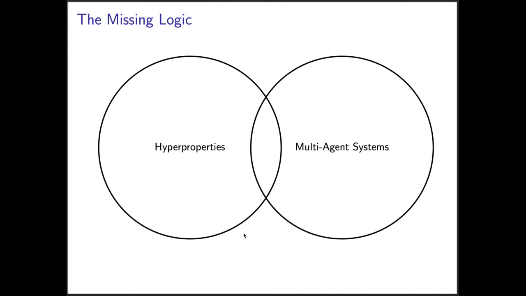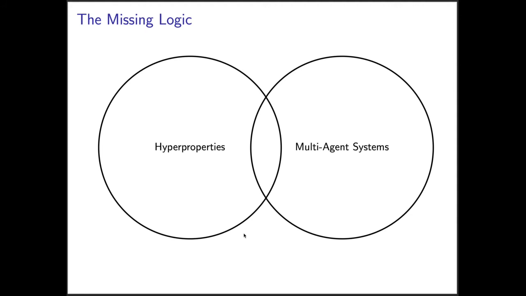Well, on the one hand, we have hyperproperties. These are properties that refer to multiple traces in a system and are commonly used, for example, in information flow control, where we want to express properties such as non-interference. And on the other hand, we have multi-agent systems, where we usually talk about the strategic behavior of a group of agents within this system.